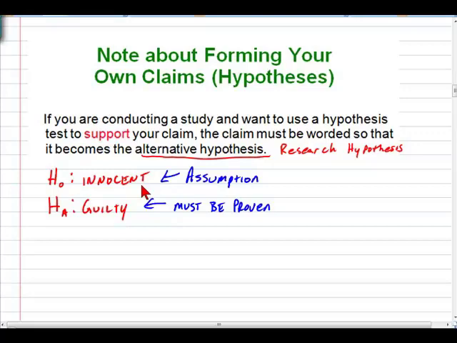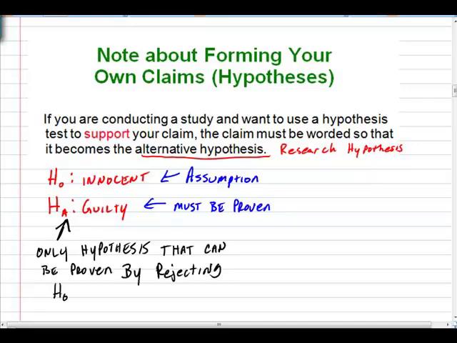I've never once heard somebody declared innocent by the judge. What do they say? Not guilty. Saying not guilty is not the same thing as saying innocent, is it? No. As a matter of fact, it's impossible to prove somebody's innocent. We can just show that there's not enough evidence to claim that they're guilty. So therefore, this is the only hypothesis that is able to be proved. This hypothesis is proven by being able to reject the null hypothesis, reject that they're innocent.